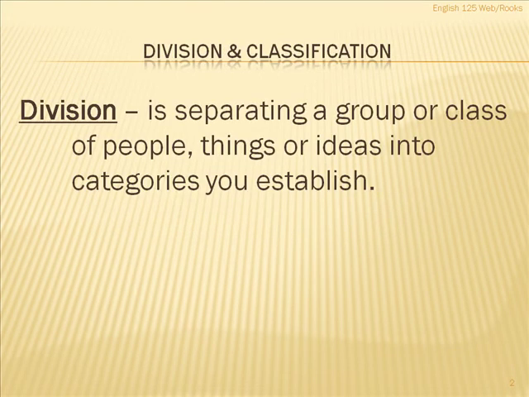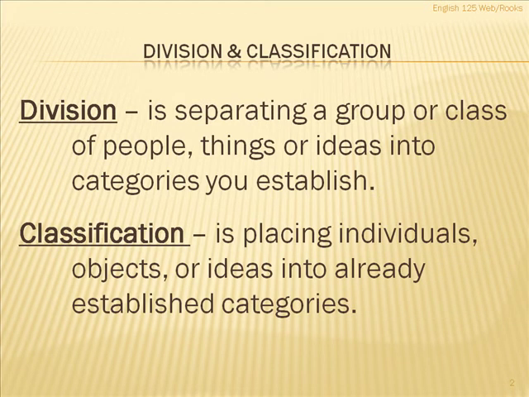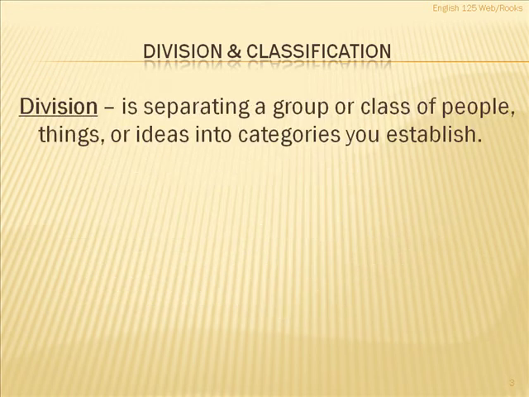Division is when you separate a group or a class of people, things, or ideas into categories that you establish. And classification is when you place individuals or objects or ideas into these already established categories. Let's take a look at these separately.